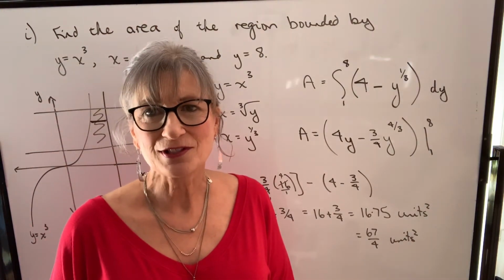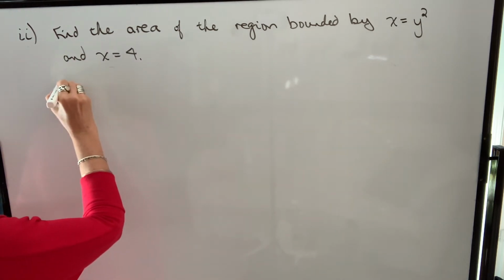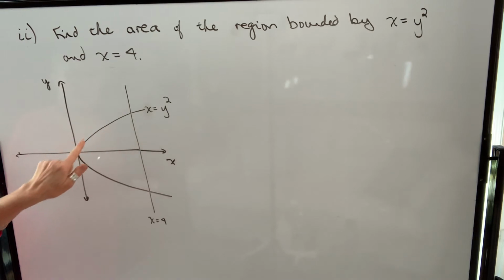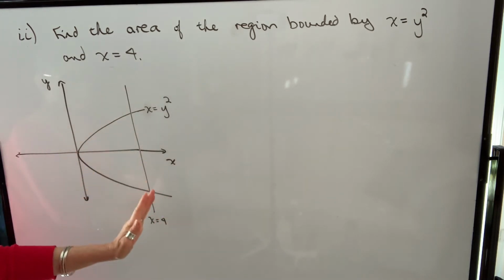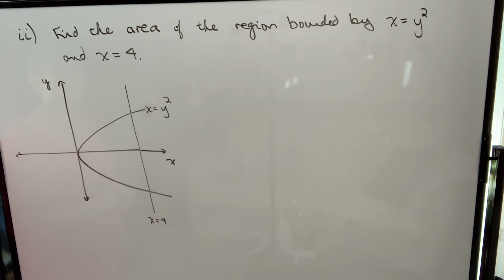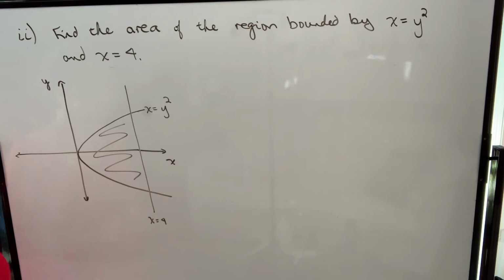Let's take a look at another example. In our second example, it asks us to find the area of the region bounded by x equals y squared and x equals 4. So let's draw those two curves first. So x equals y squared looks like this, and x equals 4 is a vertical line. So what we're finding is the area of this region here.